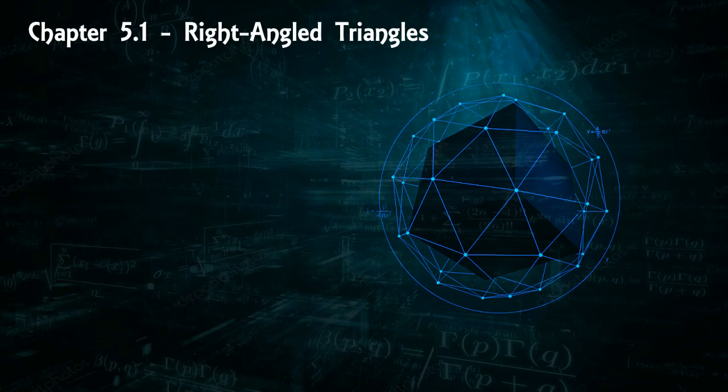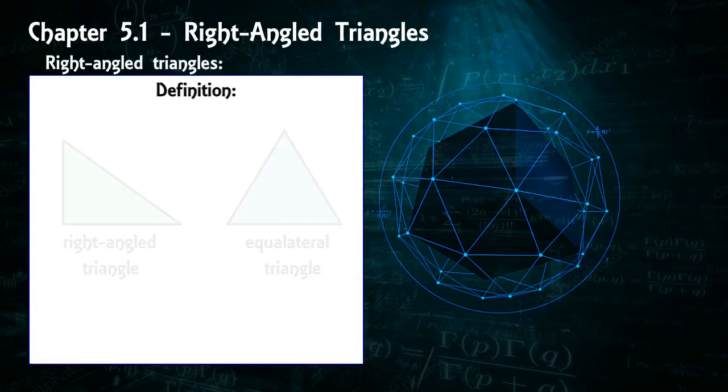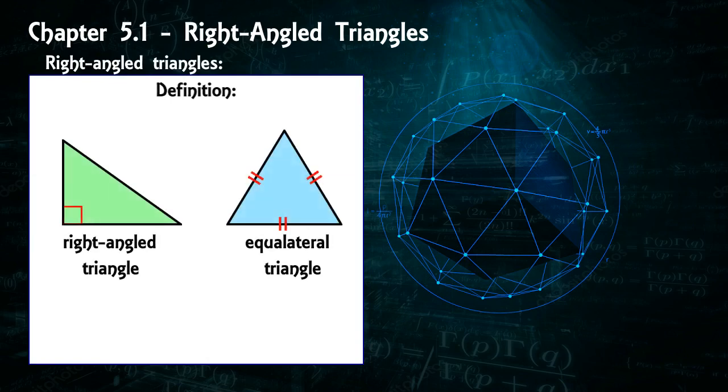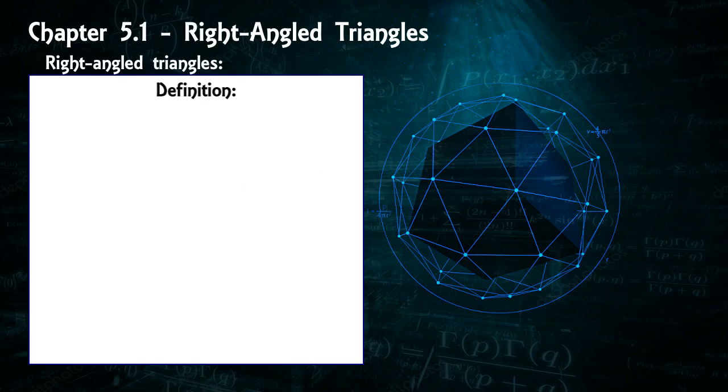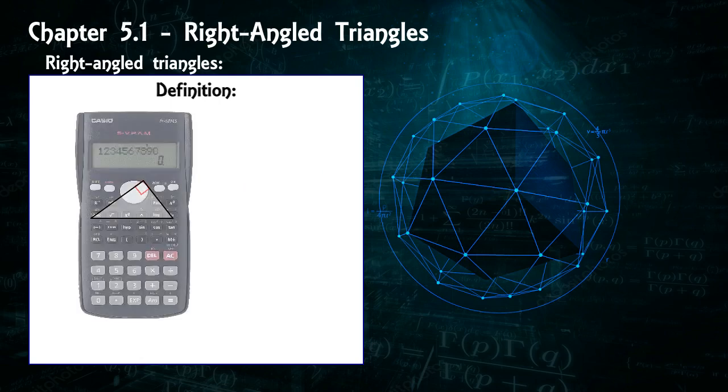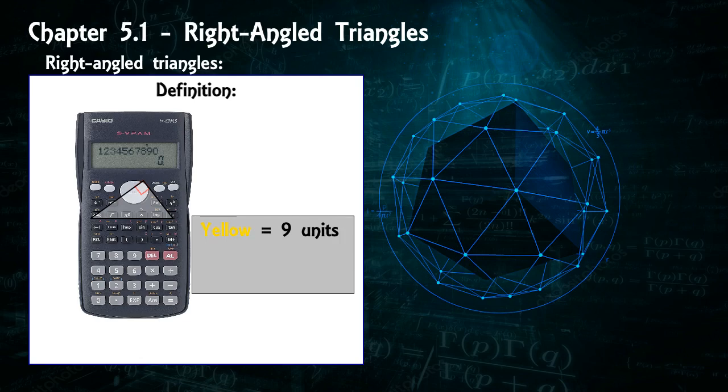In this chapter, we'll be talking about right-angled triangles. A right-angled triangle is a triangle where one angle is a 90-degree angle. The Greek mathematician Pythagoras was the first to prove that when a right-angled triangle is enclosed by 3 squares, the sum of the smaller squares is equal to the largest square. As you can see in this example, the yellow square is 9 units. The red square is 16 units and the blue one has a total of 25 units.